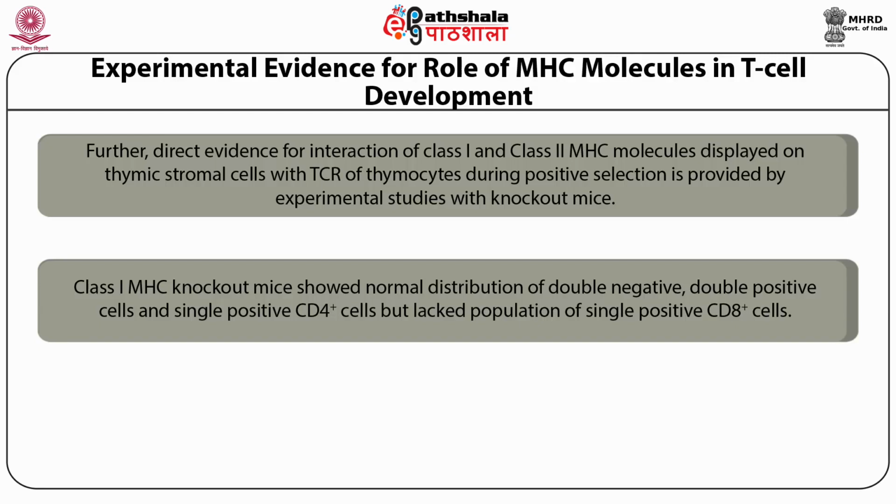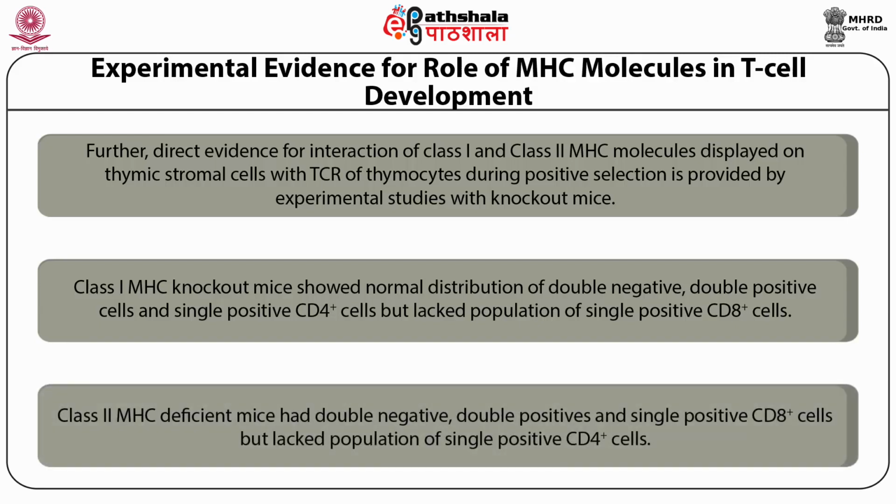Similarly, when thymic maturation was done in class 2 MHC knockout mice, it was found out that they had double negative, double positive and single positive CD8 cells, but lacked the population of single positive CD4 cells. It indicates that MHC molecules play very important role in development of single positive CD4 and CD8 T cells.